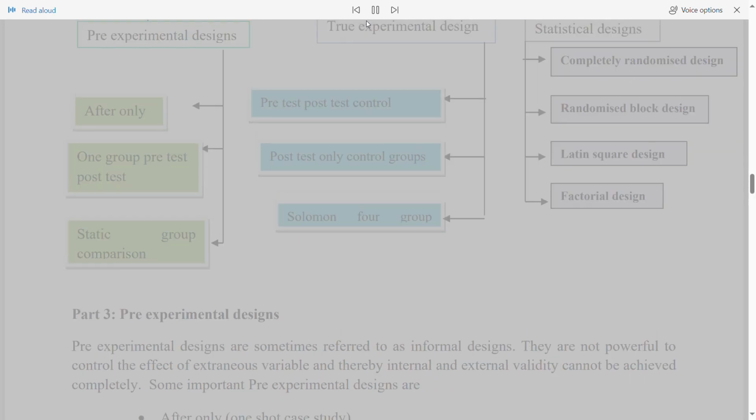Pre-experimental designs: after-only, one group pre-test post-test, static group comparison. True experimental designs: pre-test post-test control groups, post-test only control groups, Solomon four group design. Statistical designs: completely randomized design, randomized block design, Latin square design, factorial design.